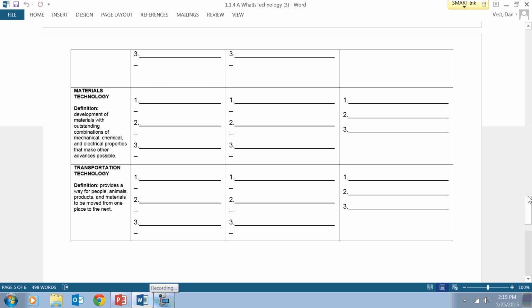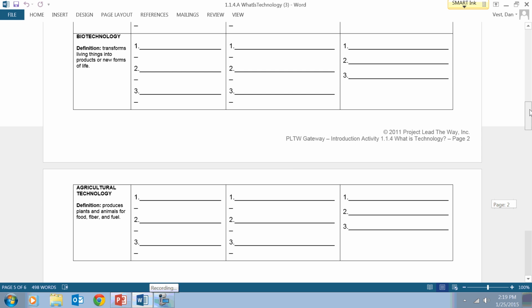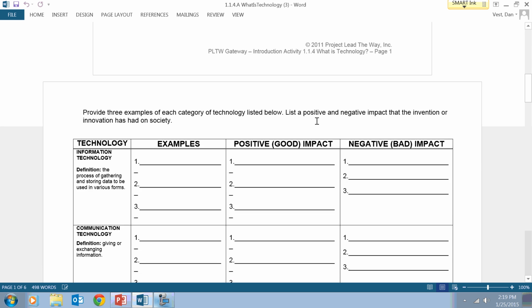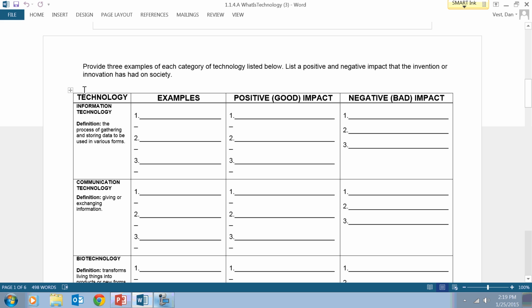You guys, again, are to open the assignment, and you already have this saved on your iPads or on a computer where you can access it, because you guys have been working on this over the past several days in class. Again, it is activity 1.1.4. What is technology? Okay, and if you remember, we talked about listing the different technologies over here on the left-hand side. We went ahead and put the definition in for each of these.